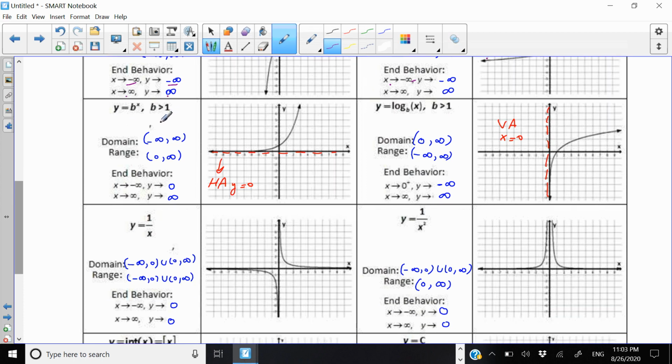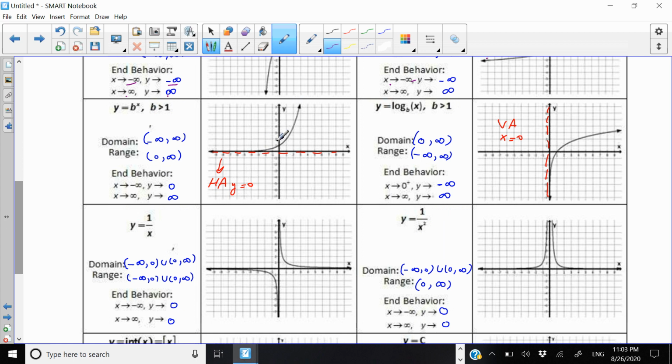Exponential function. Well, we know that domain is from negative infinity to infinity, and range is starting from 0 to infinity because it's not covering the negative y values, and starts from a point very close to 0 and then goes to infinity. 0 itself is not included because we have an asymptote here. We have a horizontal asymptote. It's called y equal to 0.